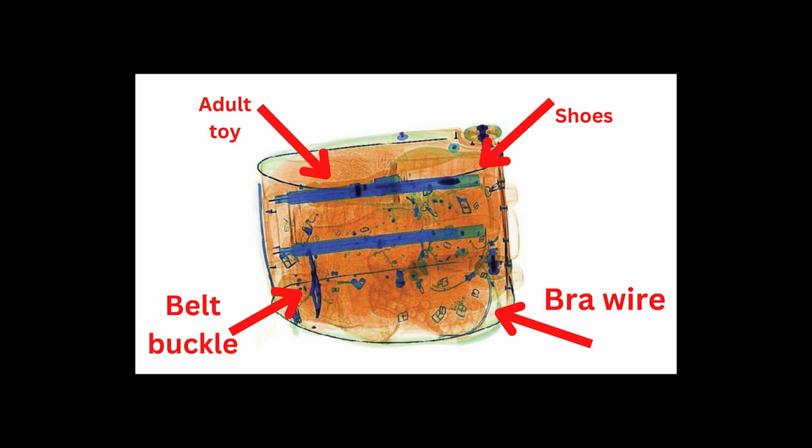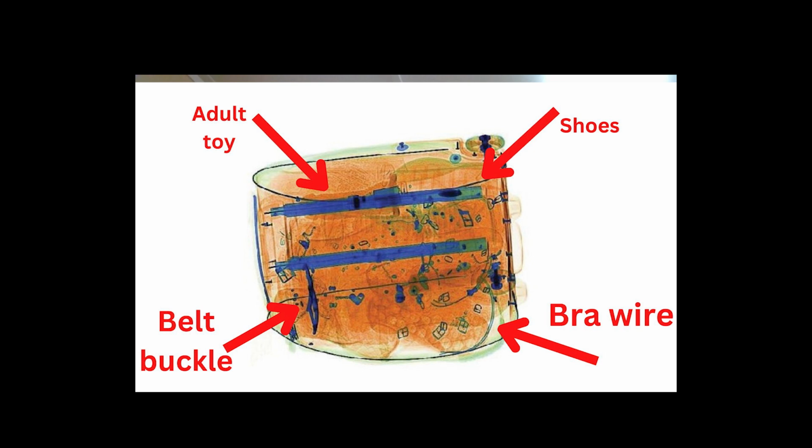Did you find all the images? Here are all the answers. If you were paying attention to that image, there's 2 sets of bras in that picture because there's 4 wires that were in that bag. Go back and look again in case you didn't catch it. There's a few buckles in that bag, however only 1 belt buckle. There's also about 5 pairs of shoes in that bag and only 1 adult toy.